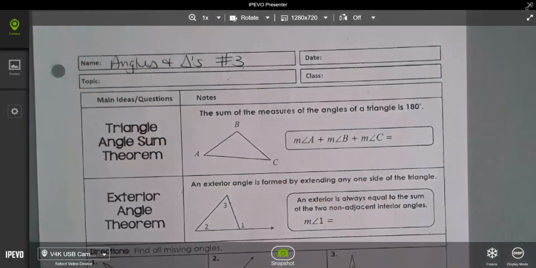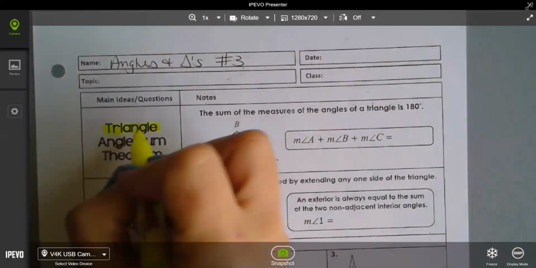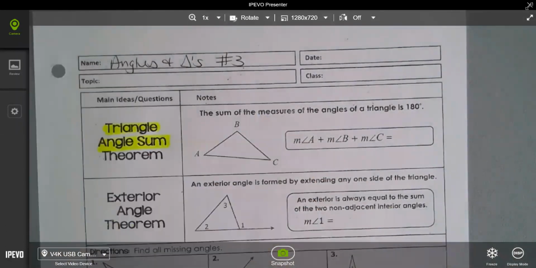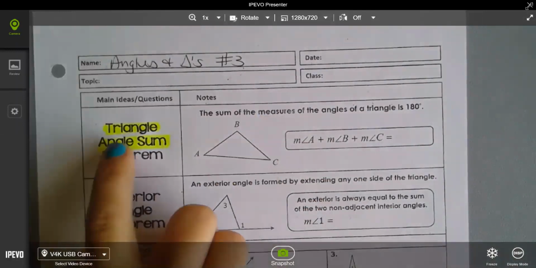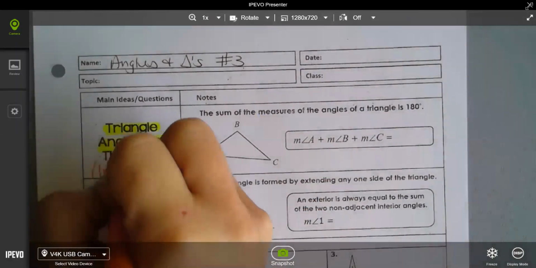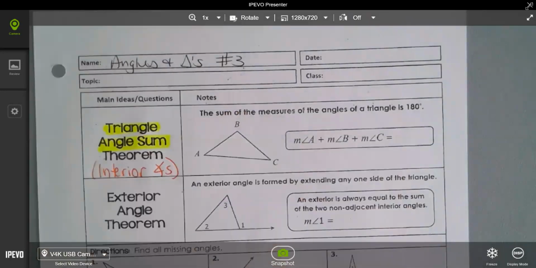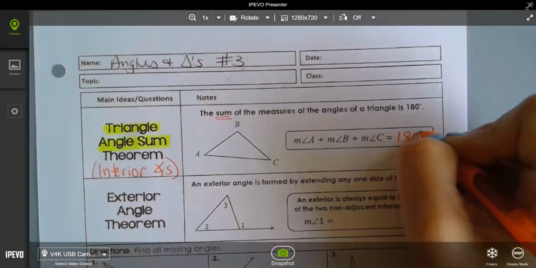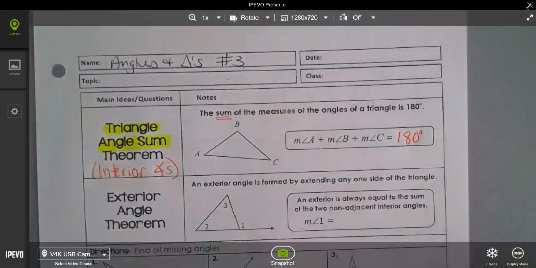And we are going to start off with what is called the triangle sum theorem. Sum means addition. So when we do the triangle angle sum theorem, what we're doing is looking at the interior angles of the triangle. The sum, or the addition, of all of the angles in the triangle has to add up to 180 degrees. Every triangle's angles add up to 180 degrees.